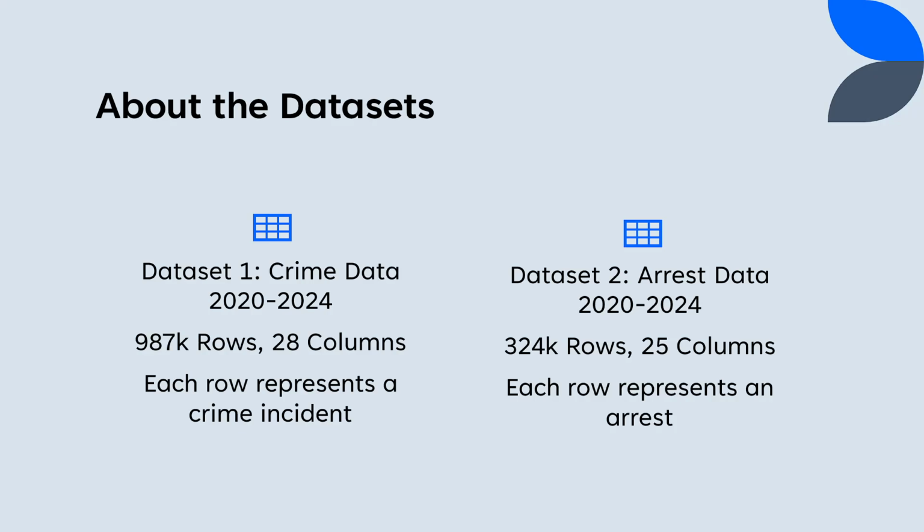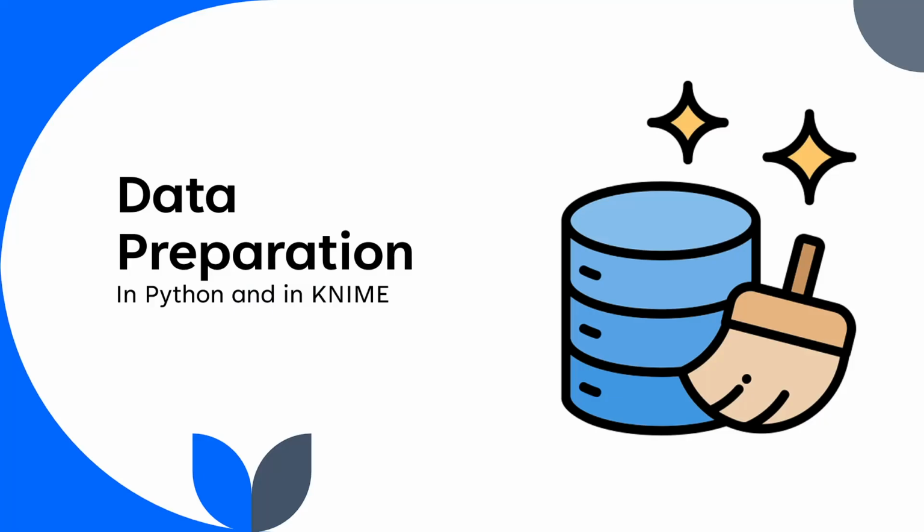And the second dataset contains data on the arrests made in LA, that is, recorded data made after making an arrest on a suspect. It contains about 324,000 rows and 25 attributes, where each row represents a different arrest made by law enforcement. So now we'll get into how I prepared the data.